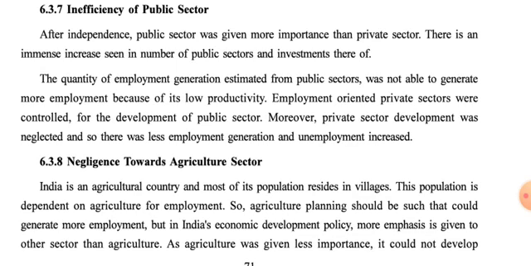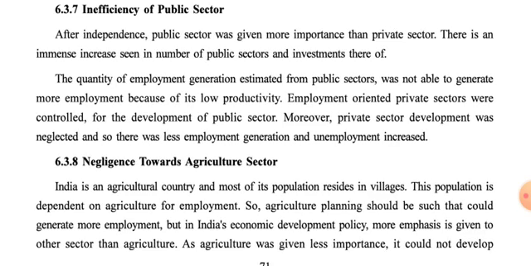On the other hand, the employment oriented private sectors were controlled. It means they were not able to do their business activity the way the public sector was doing it, and it was all for the development of the public sector. That's why this negligence of the private sector also resulted in a high unemployment ratio. Moreover, private sector development was neglected, so there was less employment generation and unemployment increased.